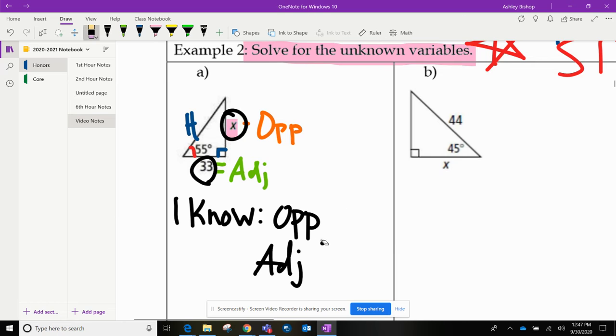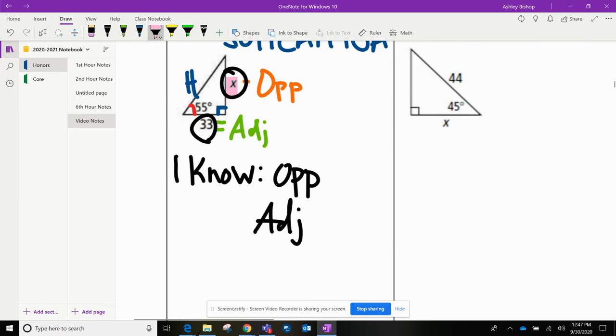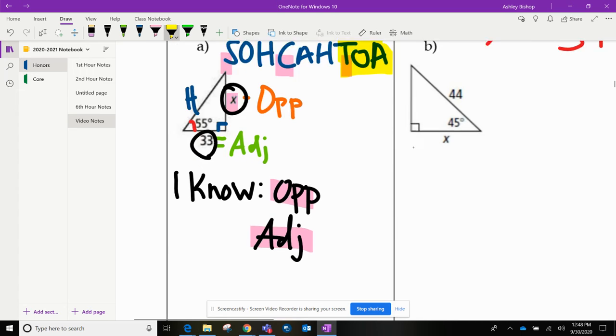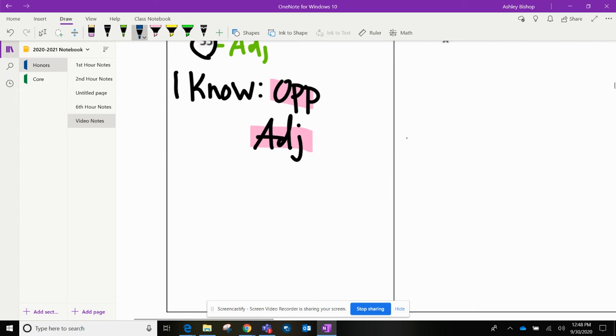Now I need to use SOHCAHTOA. I should have written that in the beginning of the problem, but that's okay. SOHCAHTOA: S-O-H, C-A-H, T-O-A. We're going to use SOHCAHTOA every time. Now I'm going to look at SOHCAHTOA to see which function, sine, cosine, or tangent, uses my opposite and my adjacent. I hope you agree with me that we're going to use tangent, because tangent is opposite over adjacent.